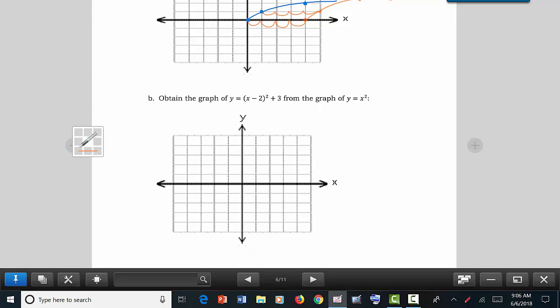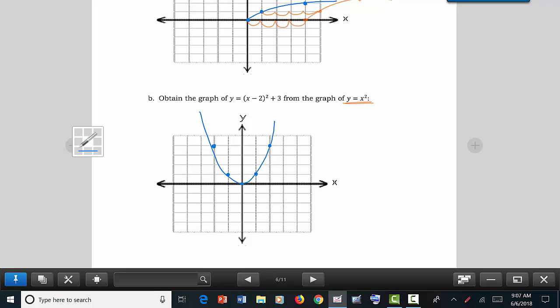Number B, it has 2 things. First, we have to have the graph of y equals x square. If we put 0, 0 square is 0. If we put 1, 1 square is 1. If we put negative 1, it's still 1. If we put 2, 2 square is 4: 1, 2, 3, 4. Excuse me. If we put negative 2, negative 2 square is still 4: 1, 2, 3, 1, 2, 3, 4. So let's join. So that is the graph of y equals x square.